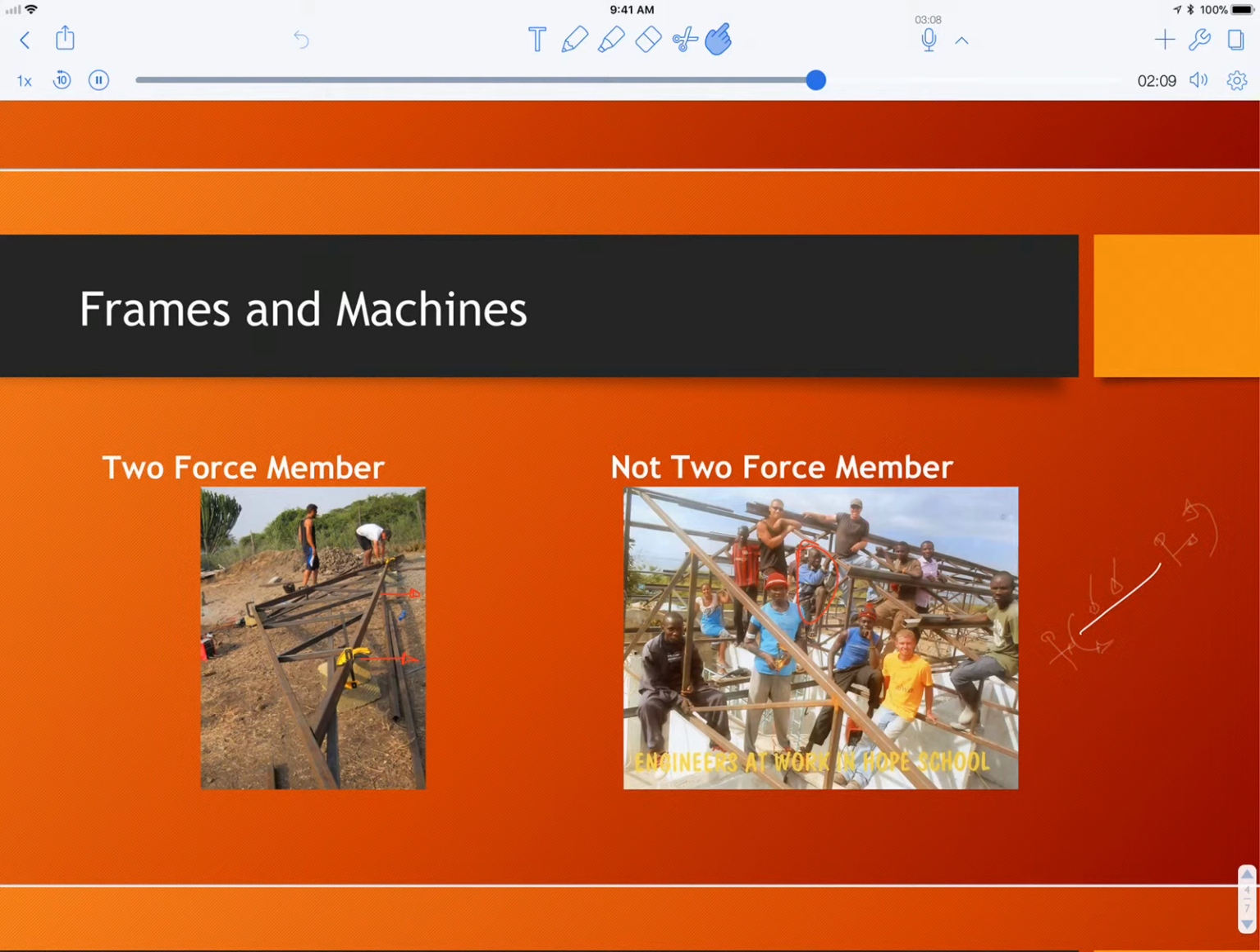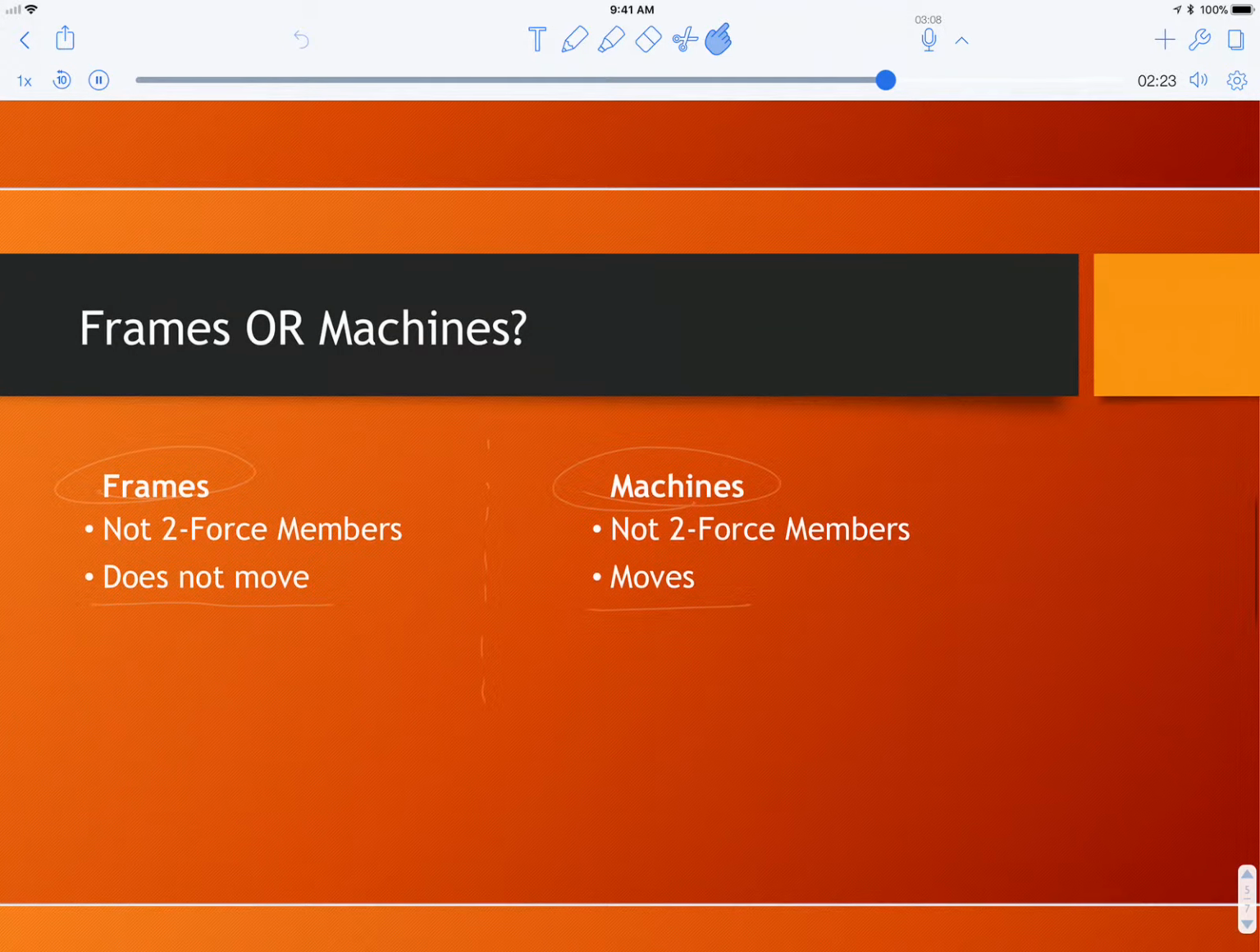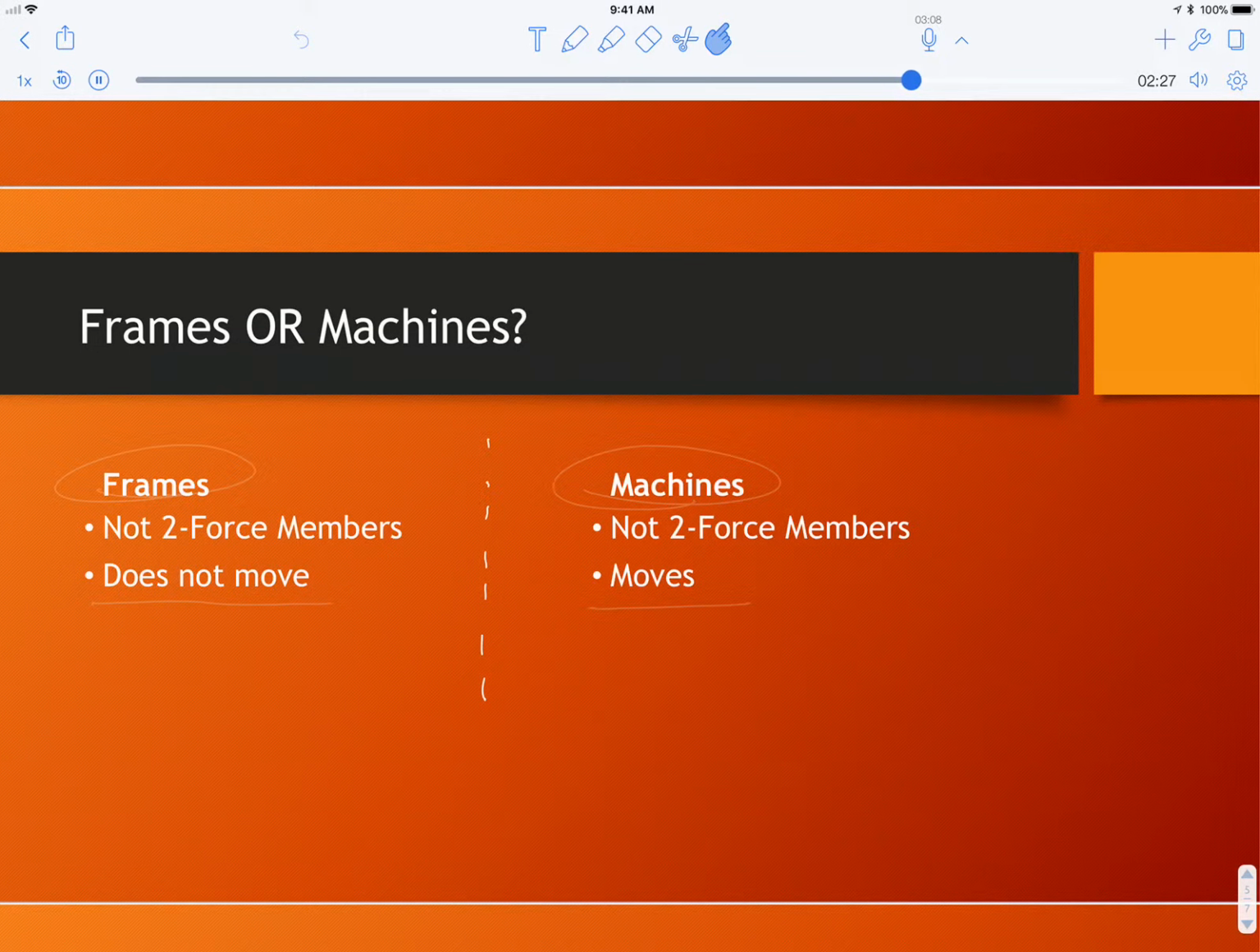You've got the guy sitting, you've got this other guy sitting. There could be all kinds of things going on now at these ends. Definitely not a 2-force member. And we further break down not 2-force members into frames or machines. The difference between the two is that frames do not move and machines do move.